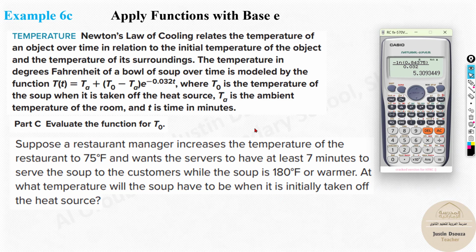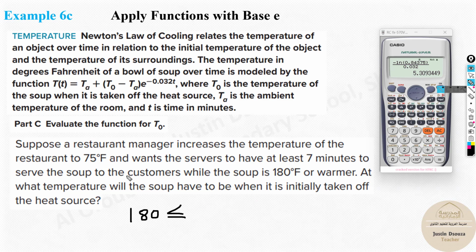So now you will be cooking the soup, then you switch off the gas and you keep it outside. In a restaurant, the waiters will be running around. They'll come, serve the soup and take it to the customers, right? So the manager wants to make sure that after one order is done, the waiter will have at least 7 minutes, because he'll be busy. But the soup must be at least 180 Fahrenheit. So the soup temperature must be at least 180 Fahrenheit. That was the same inequality like we had last time.